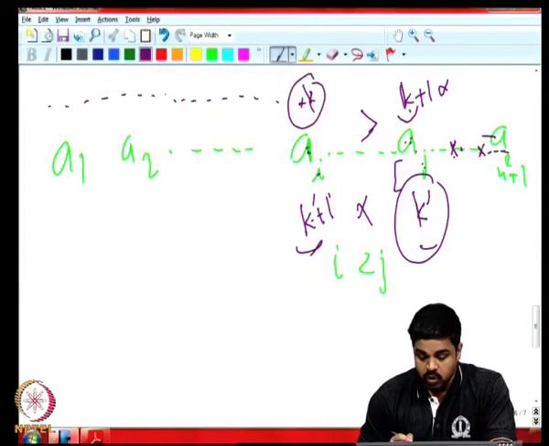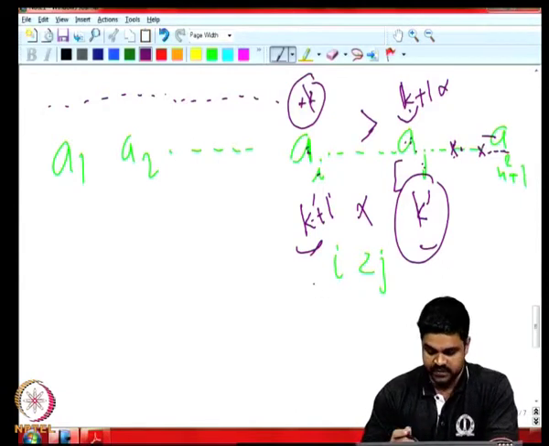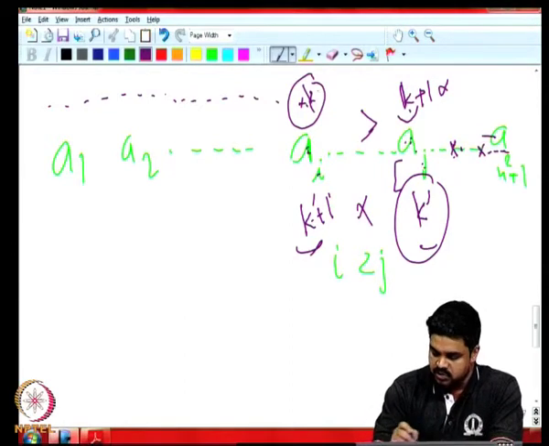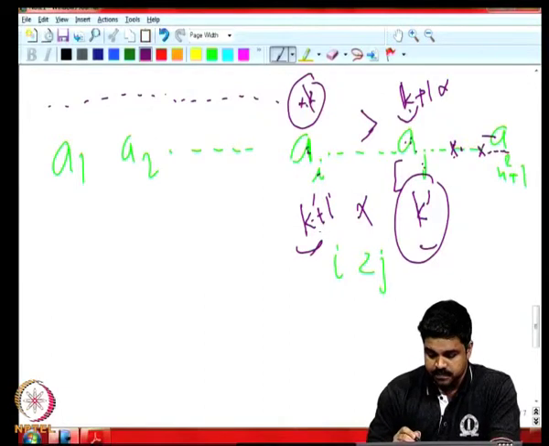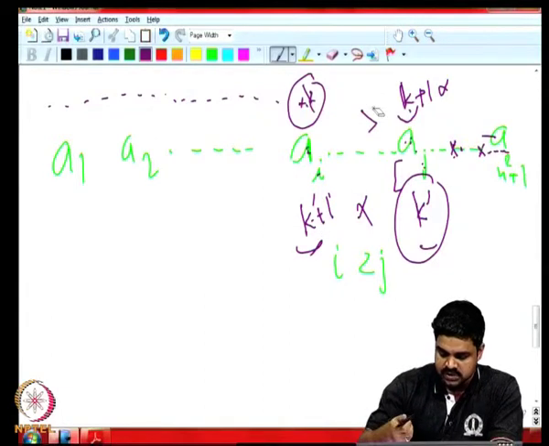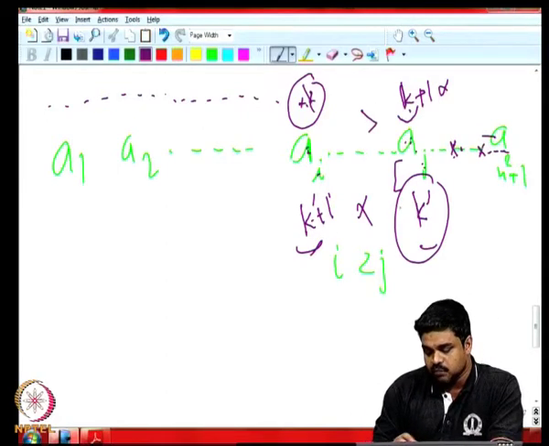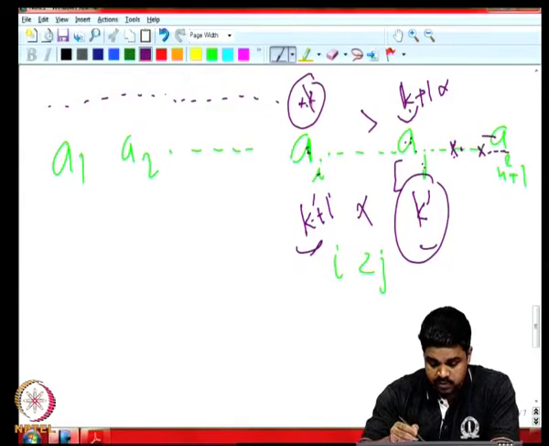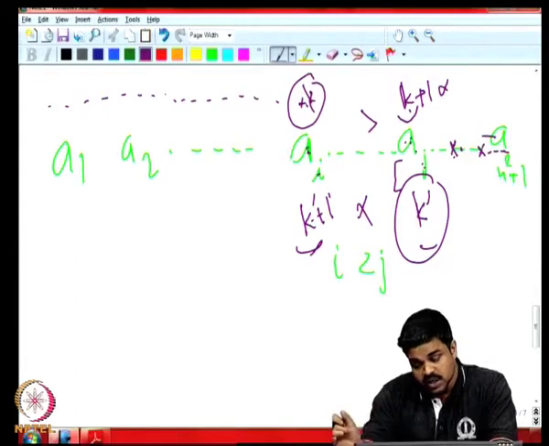So it is not possible for two pigeons to occupy the same hall is what we have seen, because either this has to be greater, in which case one of these two things has to be different. If they are the same, then it was the opposite, this was bigger. Now one of these two things has to be different. It is not possible for this pair and this pair to be the same.